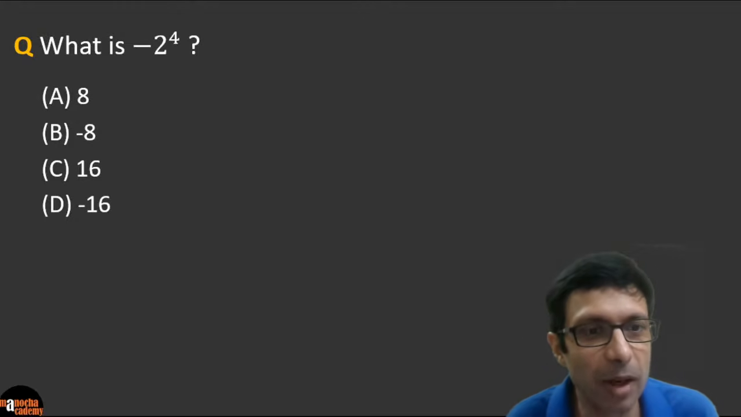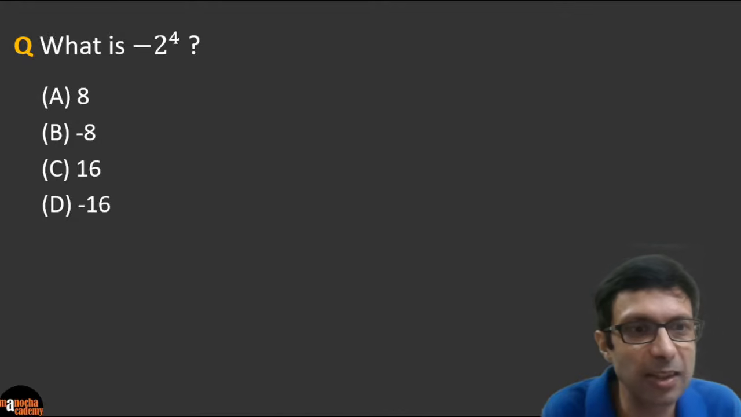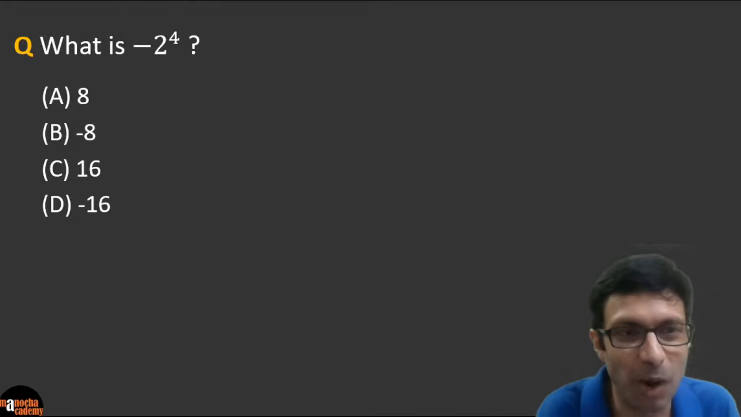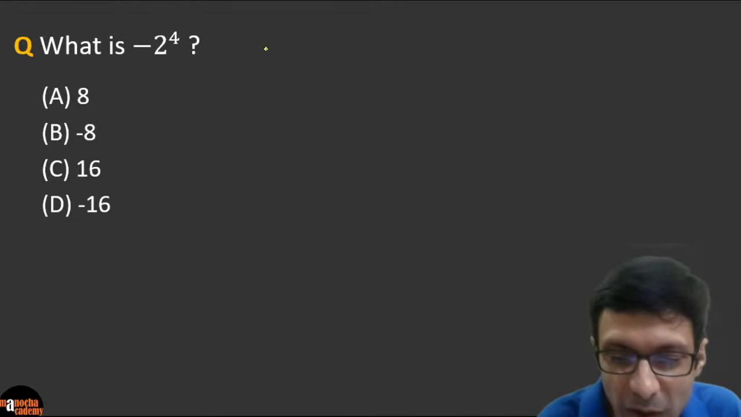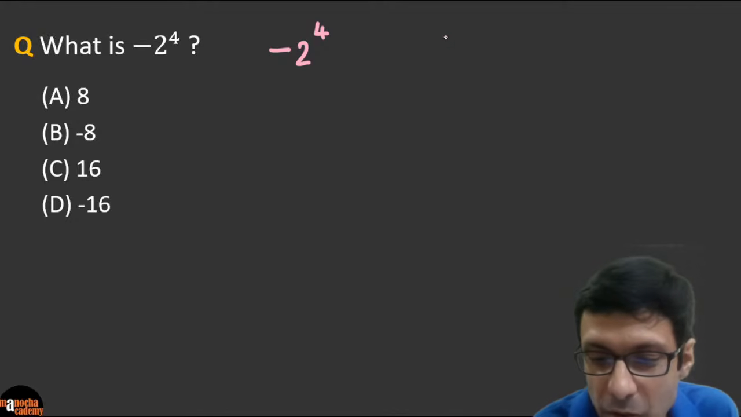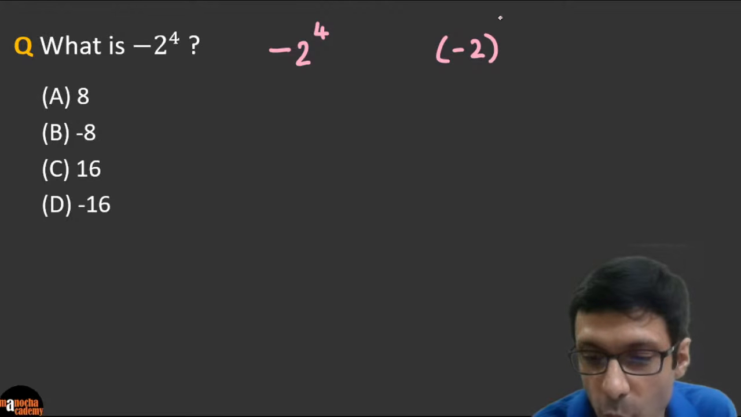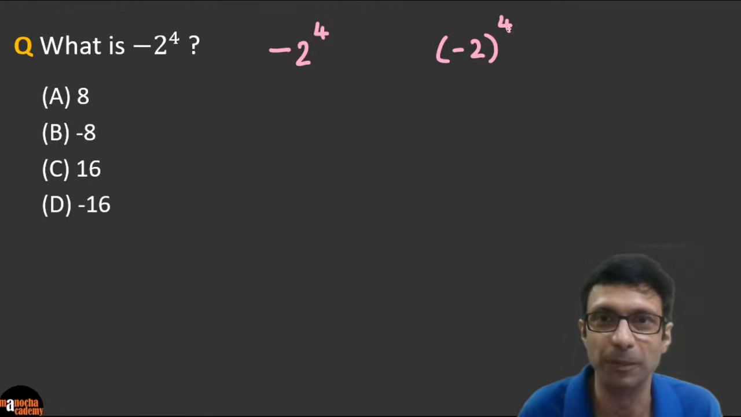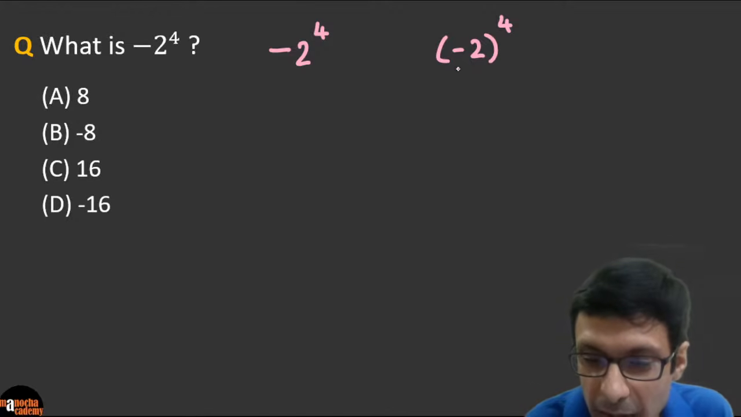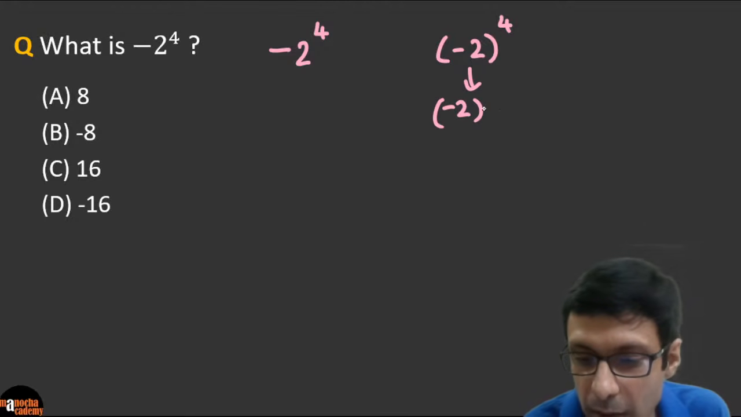Come on. Okay, a lot of you are saying 16. Okay, I see a lot of 16 answers here. Some are saying minus 8. Let's take a look. I think this is a little tricky one. Okay, guys, be careful. Minus 2 to the power 4 is not the same as writing minus 2 whole to the power 4, guys. Be careful. Okay, so 16 is not the right answer because for this one, minus 2 whole to the power 4 basically means minus 2 times minus 2 times minus 2, 4 times.